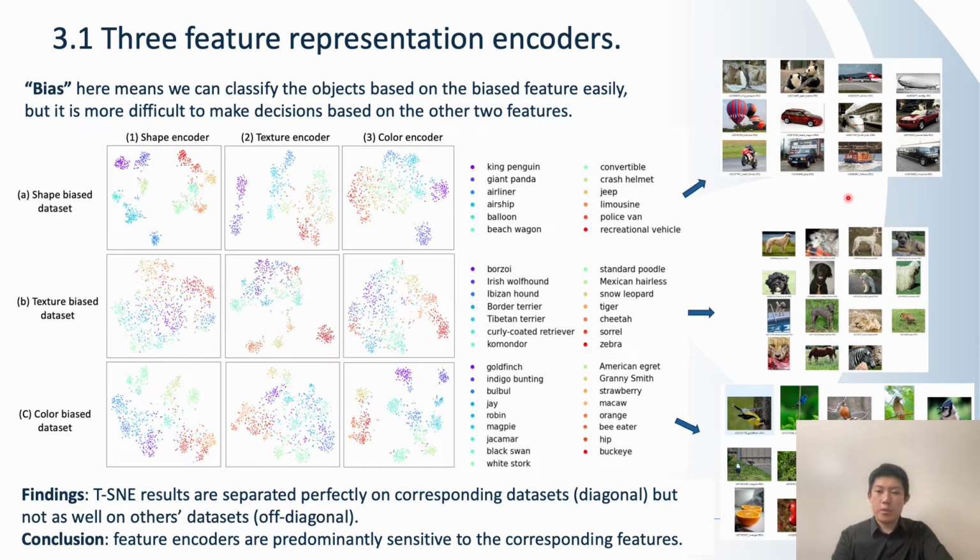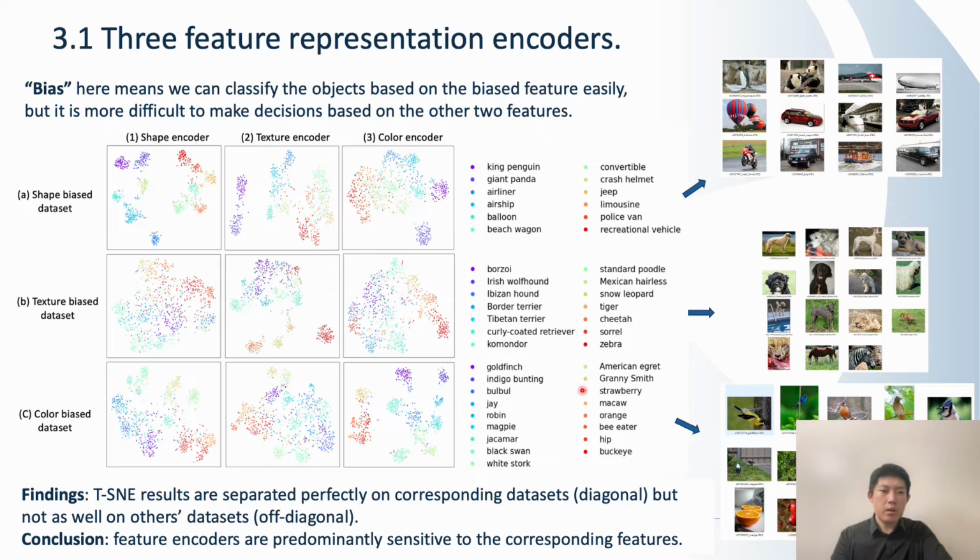To verify the performance, we create 3 bias datasets from ImageNet. In the shape bias dataset, using shape can easily make the classification decision, while texture and color may be hard. Similarly for the texture and color bias datasets, where using the bias feature makes classification easier.